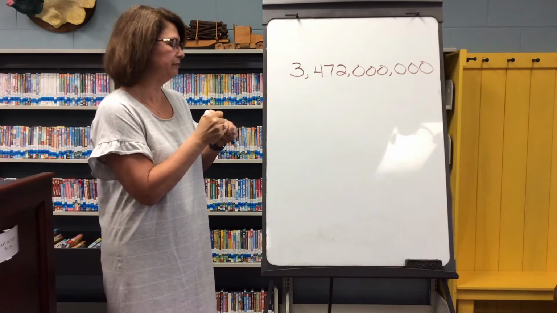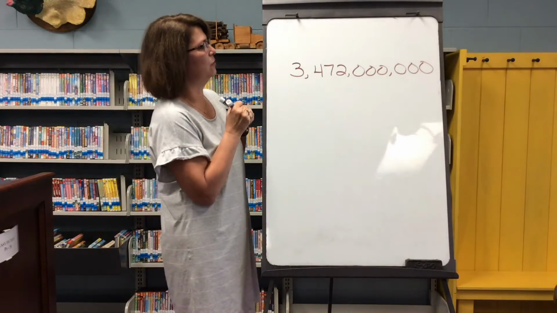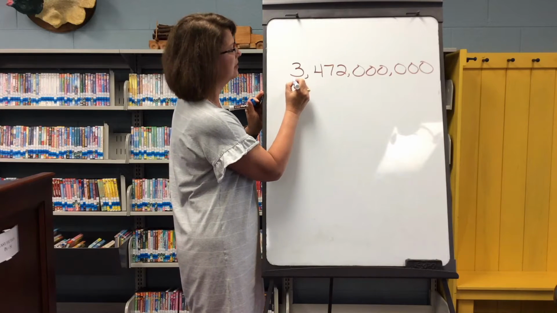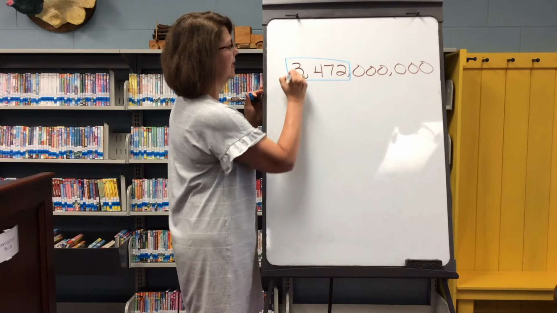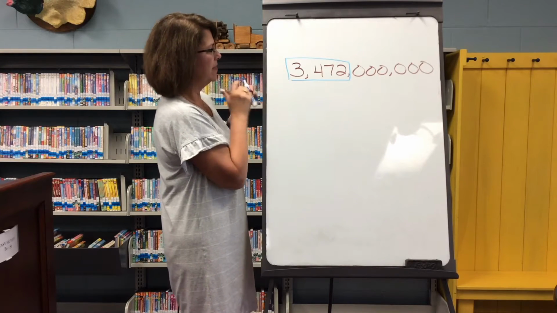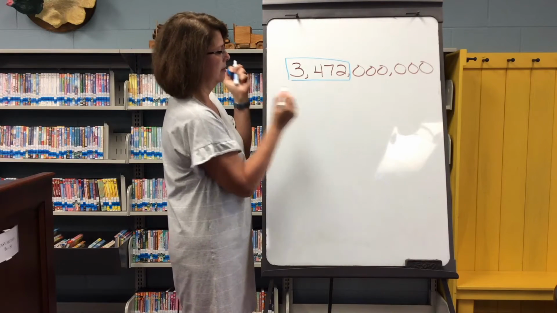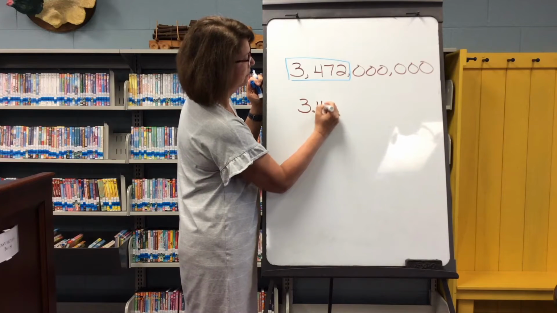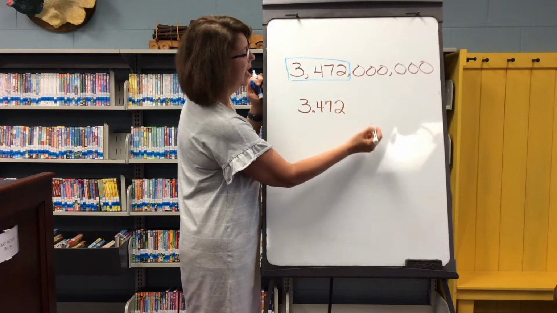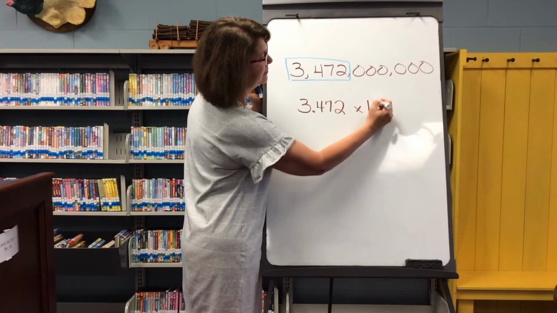What you could do in scientific notation is box in your non-zero number, so any number that doesn't have a zero in it, like that, and you rewrite that number, but we put a decimal after the very first one: 3, 4, 7, 2. And then we're going to multiply it by that base of 10.